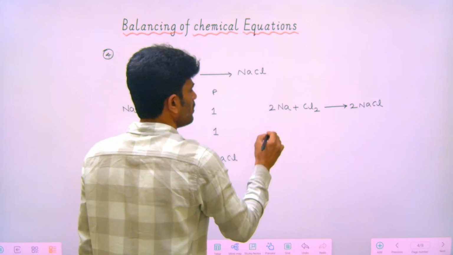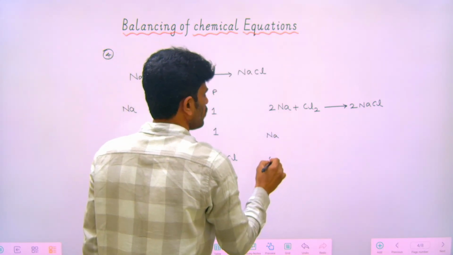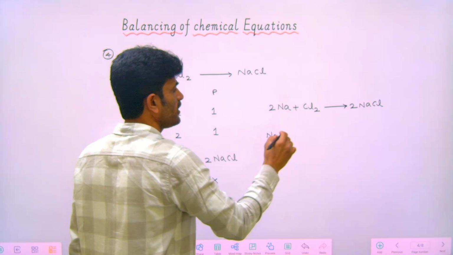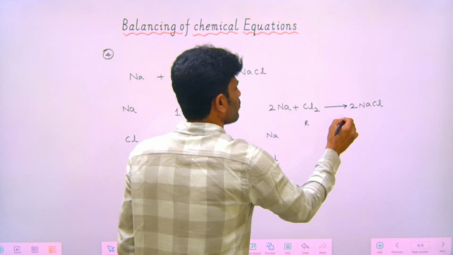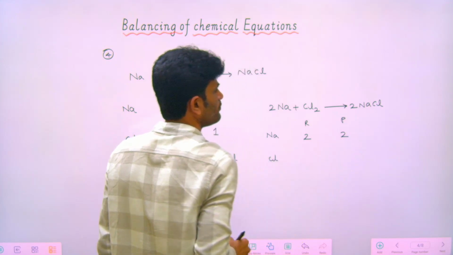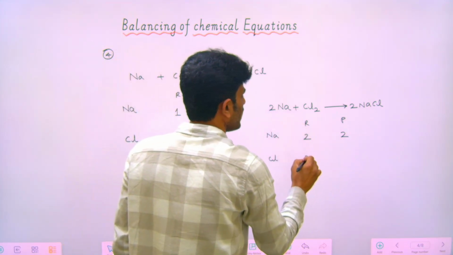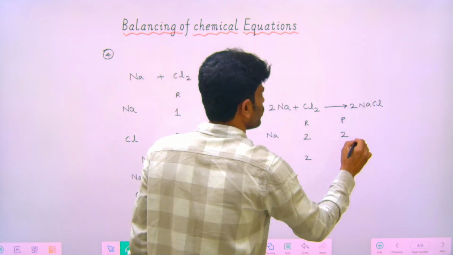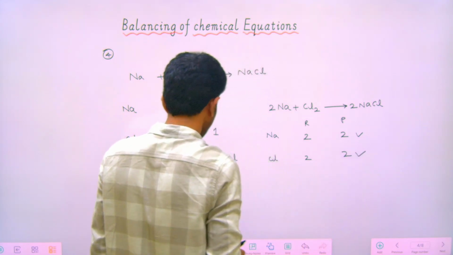Now check sodiums and chlorines. Sodiums, how many do we have on the reactant side? How many on the product side? Reactant side we have two, product side also two. Chlorines also, reactant side we have two, product side also two. So sodiums are balanced, chlorines are balanced.